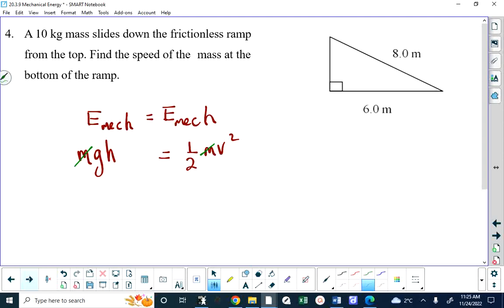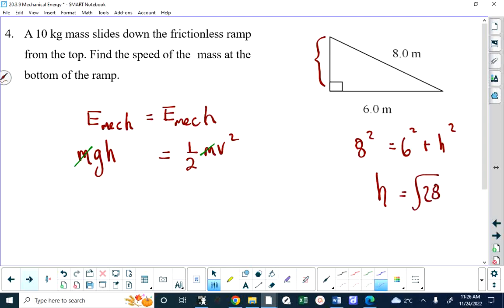The only thing that's missing is the height of the ramp. It's a straight Pythagorean theorem. 8 squared will equal 6 squared plus the height squared. That h in my equation that I just wrote there is not hypotenuse, it's height. So 64 minus 36 is 28, the square root of 28. So h equals root 28.